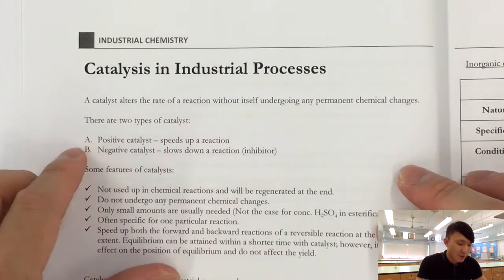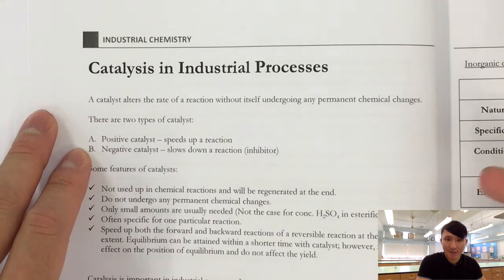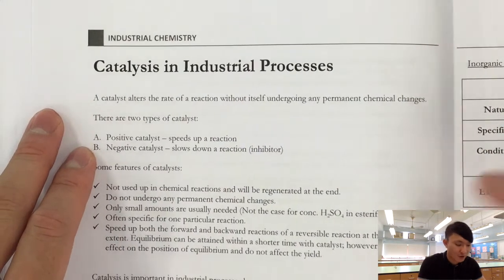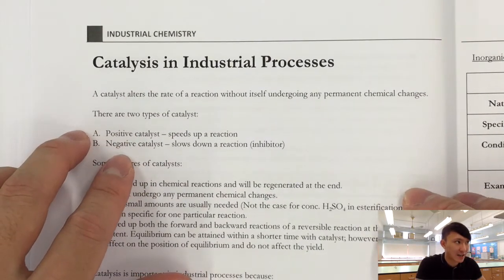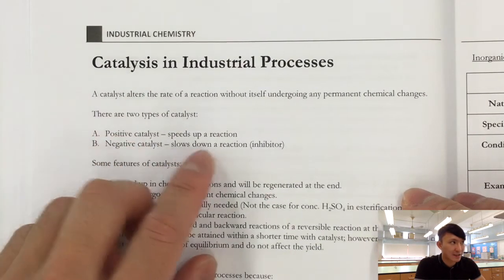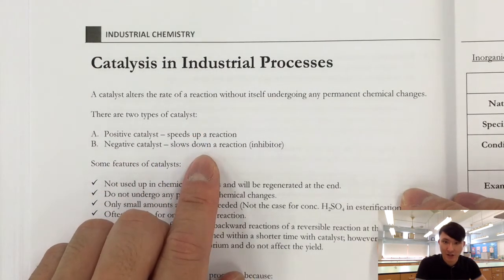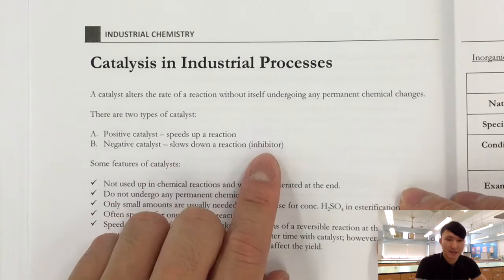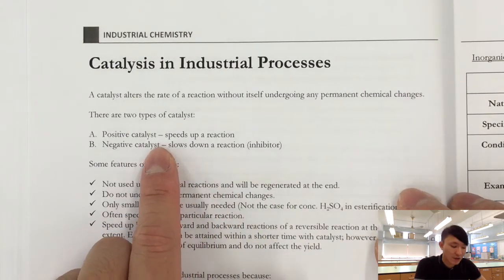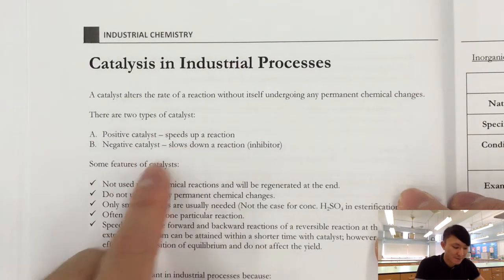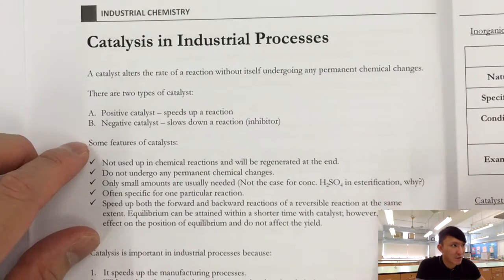So here we want to talk more about the catalyst, especially their application in industry. Now first of all, we have two types of catalyst. We have positive catalyst and negative catalyst. And positive catalyst can speed up a reaction. A negative catalyst slows down a reaction. Or sometimes we call it inhibitor, right? But very often, when we talk about catalyst, we are talking about positive catalyst. Okay? Now, these are some features about catalyst. You can read it yourself.